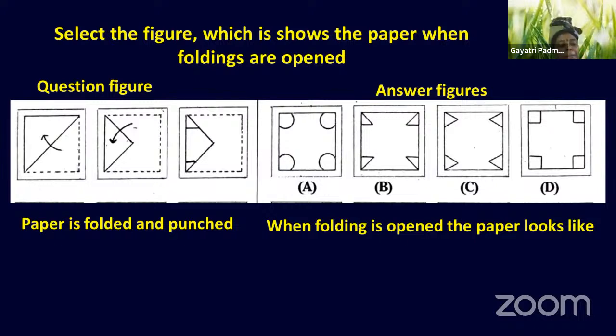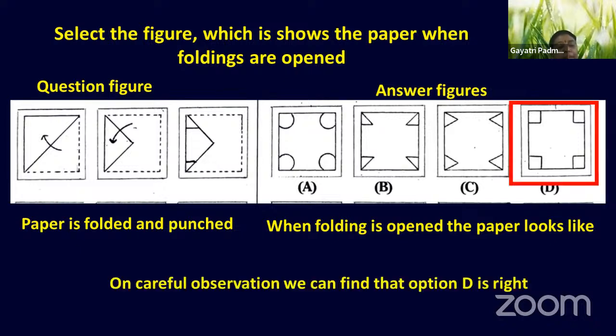In the first figure, in a square, it is being folded into a triangle. Then again, it is being folded, right? And again, there is a small punching that is being done in both the corners. And now when the folding is open, the paper looks like dash. Is it option A? Is it option B? Option C? Or option D? Yes. So it is option D. On careful observation, we can find that option D is the right one.